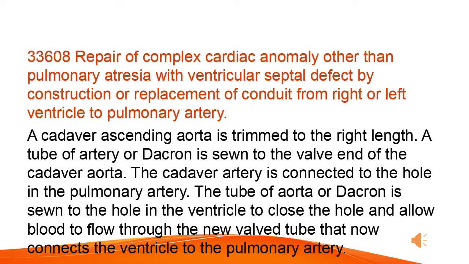A cadaver ascending aorta is trimmed to the right length. A tube of artery or Dacron is sewn to the valve end of the cadaver aorta. The cadaver artery is connected to the hole in the pulmonary artery. The tube of aorta or Dacron is sewn to the hole in the ventricle to close the hole and allow blood to flow through the new valved tube that now connects the ventricle to the pulmonary artery.